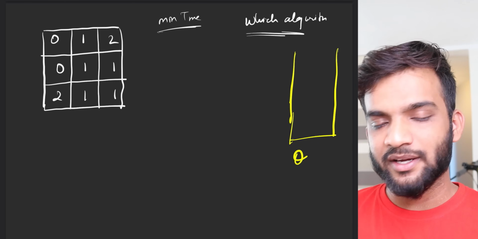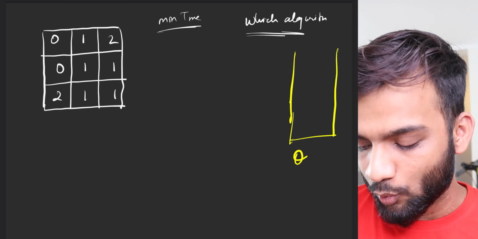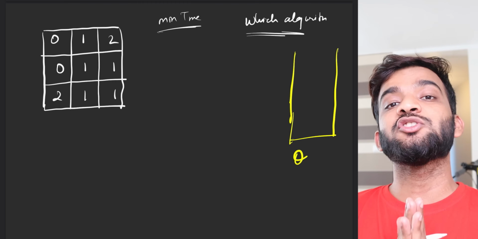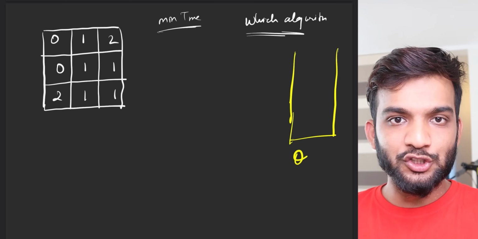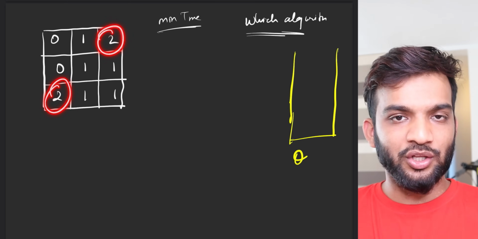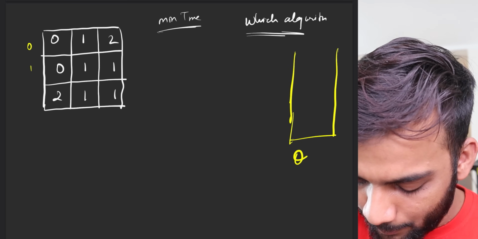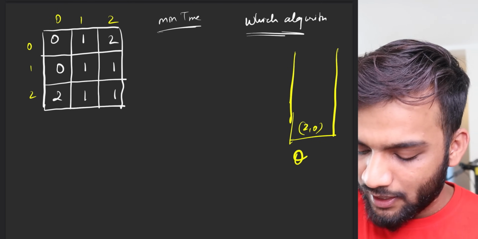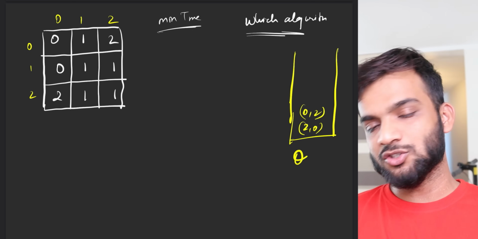So you can always define a queue. And in the initial configuration, you can always say that over here we have a couple of starting points, or the number of starting points will depend on the number of rotten oranges present initially. And these are the two rotten oranges which are present initially. So if I just number them, the row number will go like the first rotten orange is at 2, 0. And the next rotten orange is at 0, 2. So you can easily just pass on this.